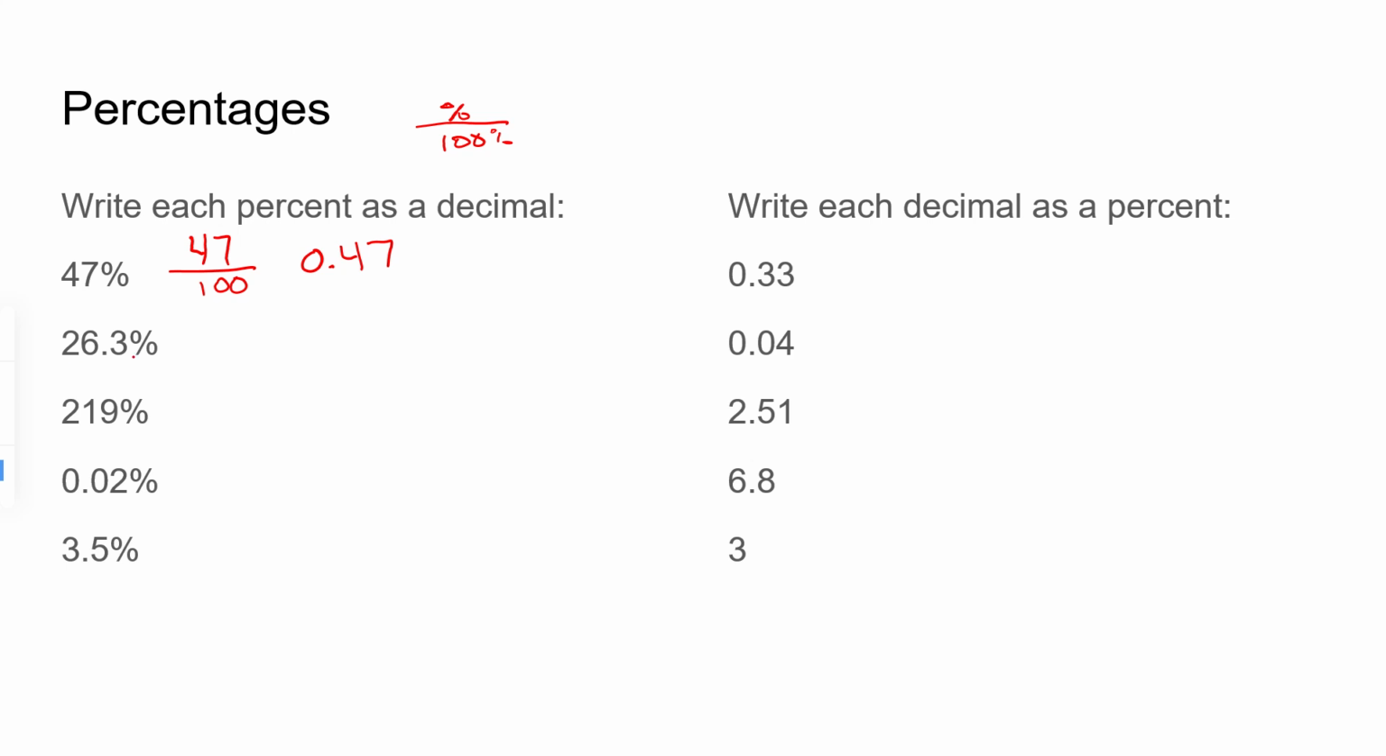Same thing with the 26.3. 26.3 divided by 100, we get 0.263. You can go ahead and pause the video and work through the next three in this column.